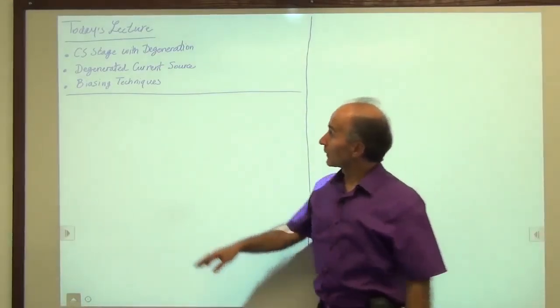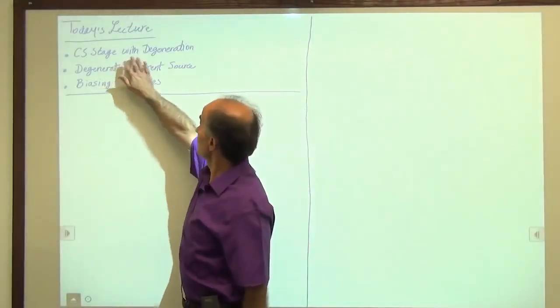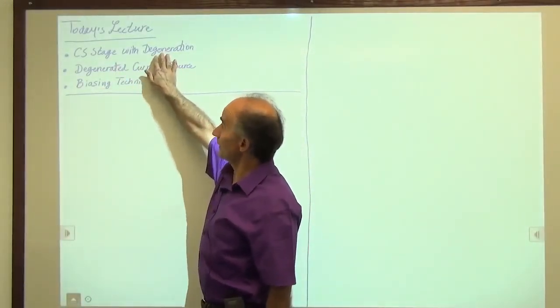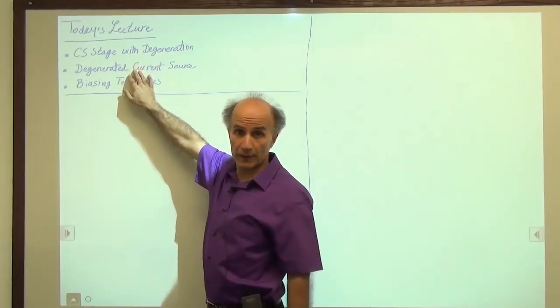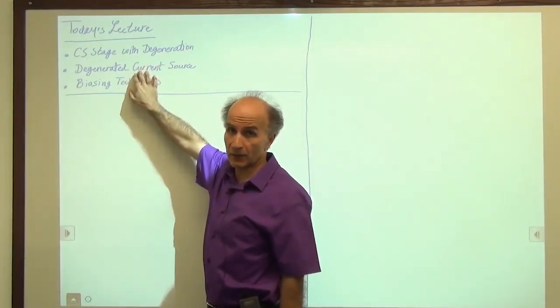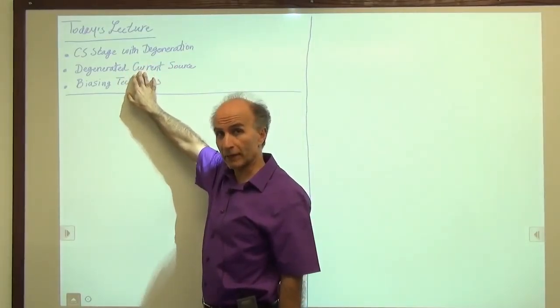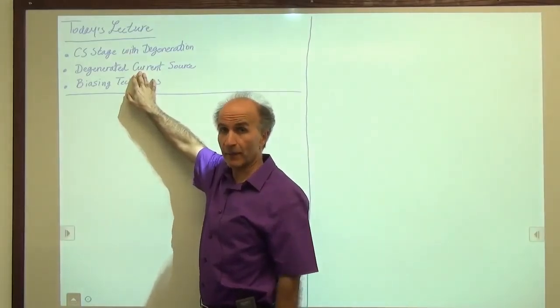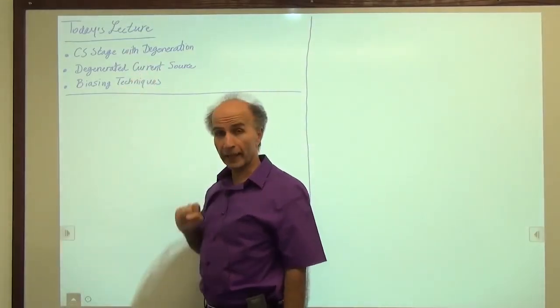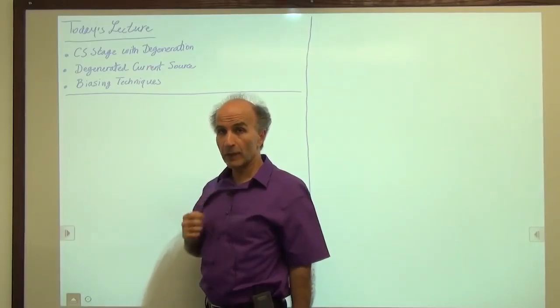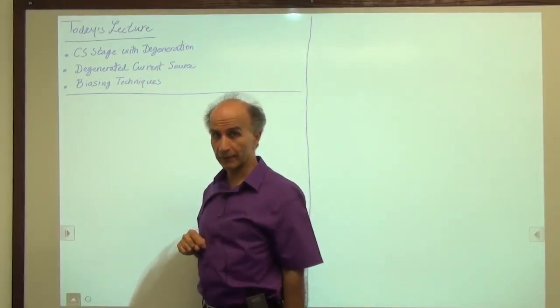Okay, so today we'll start with the common source stage with degeneration. Then we apply this concept also just to current sources. They are not amplifiers, just current sources, but they can be degenerated. And it has some nice results from that. And then we will look at biasing techniques for this common source stage that we have studied.